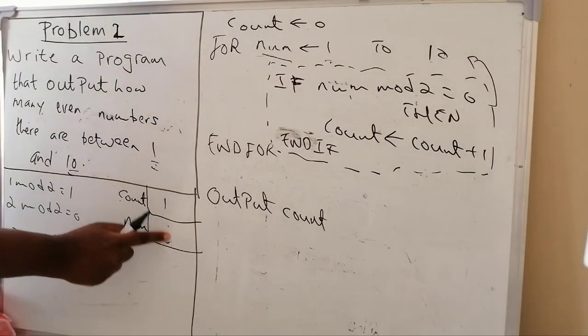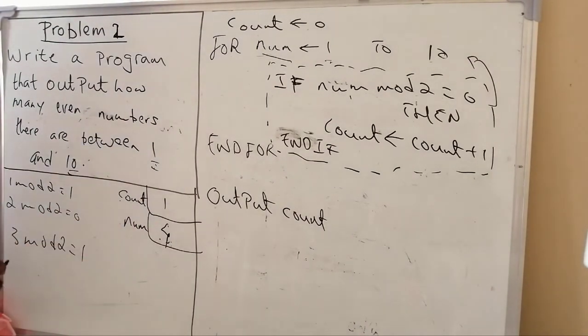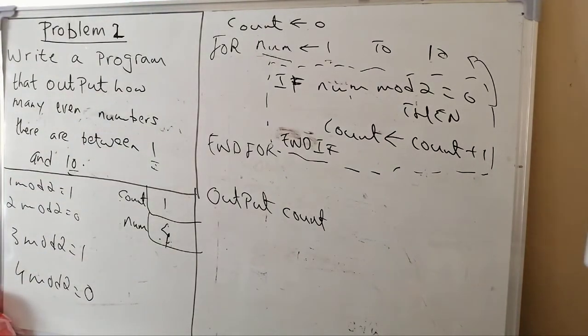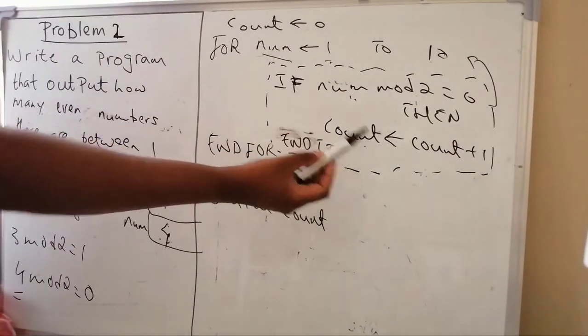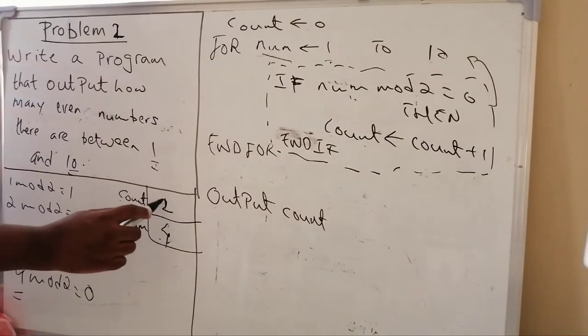We increment num now again for going up the loop. We have 4 mod 2. 4 mod 2 is 0. You can take a look at other previous lessons I have discussed in the lesson of relational operators, the concept of modulus. In this case, since 4 is an even number, we're going to increment count by 1, so it becomes 2.